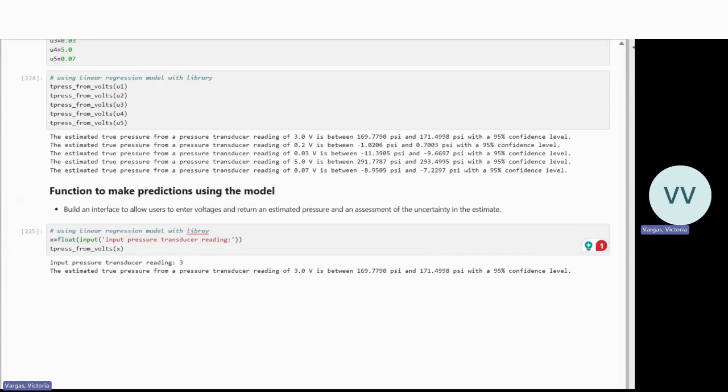And finally, a function to make predictions using the model, and build an interface to allow users to enter voltages. That's what she did here using that regression model with the library. She was able to make a float, and then any user is able to input a pressure transducer reading, and that is able to give you some results of a voltage reading and a pressure reading as well as a confidence level. And that is it for our final project.